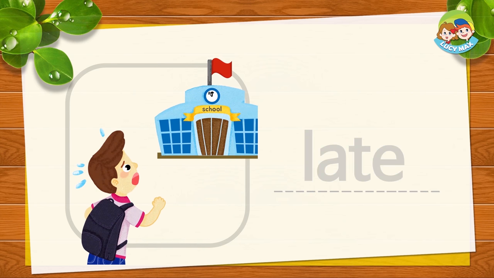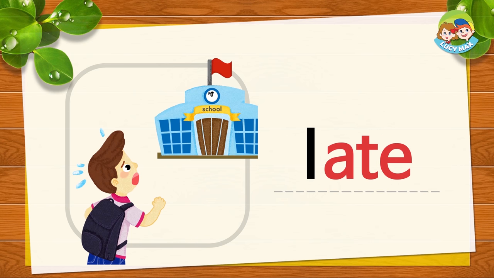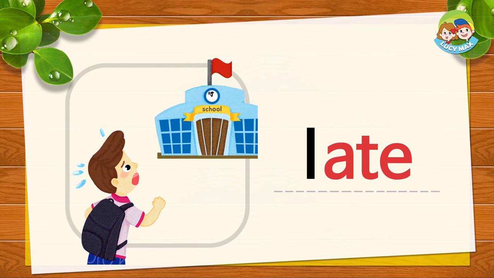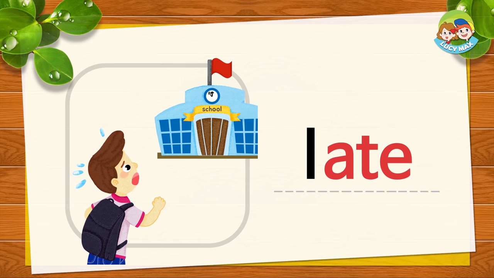The boy is late for school, so he's running to school. L, 8, together is late. L, 8, late. Now you try. Very good. Were you late for school today? I hope not. Now we will do the sound ache.